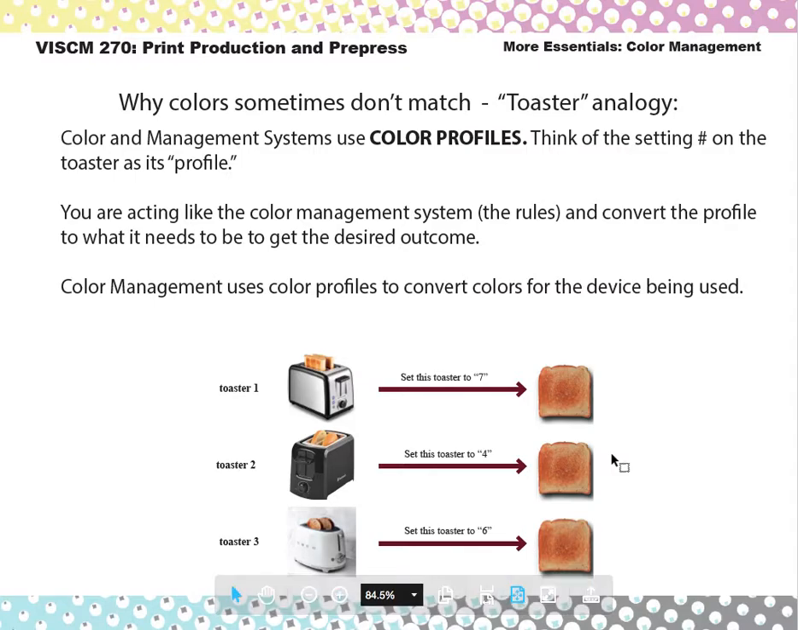So the management system has the rules, which is output this to my monitor, or output this to CMYK offset printing, or output this to a LaserJet printer. The color management system has the rule of where it's outputting it to. The input is the color profiles from what was given to it from the images and the designs, and it has to translate those profiles so you get the correct output. Color management uses color profiles to convert colors for the device being used.